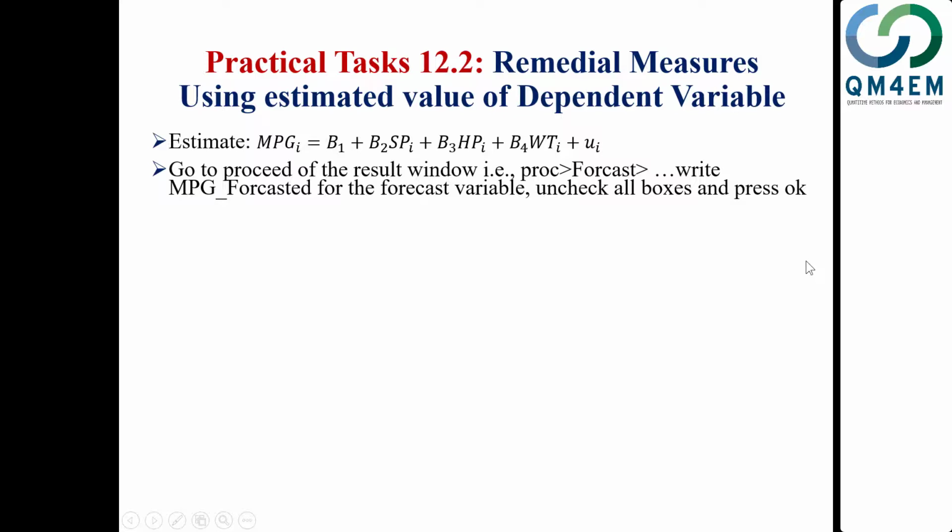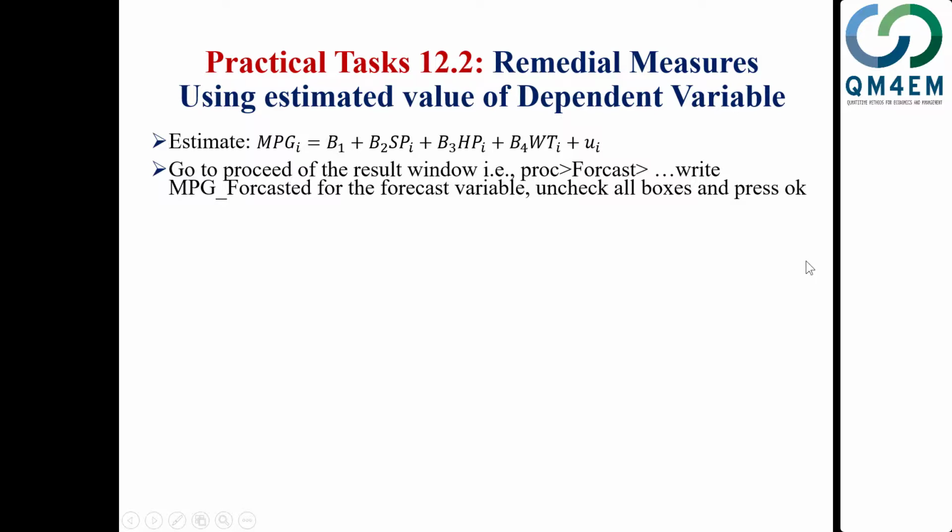So for the forecasted value of the dependent variable, once I estimate the model, in the result window I will go to Proceed, and within Proceed there is an option of Forecast. When I click on that option, a pop-up window opens, and in that pop-up window I need to give the forecasted variable name, mpg underscore forecasted. So I will generate a new forecasted variable for my model.